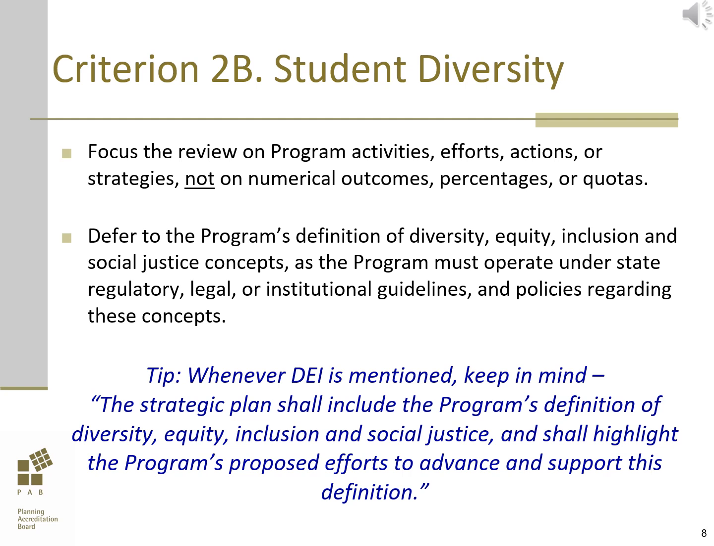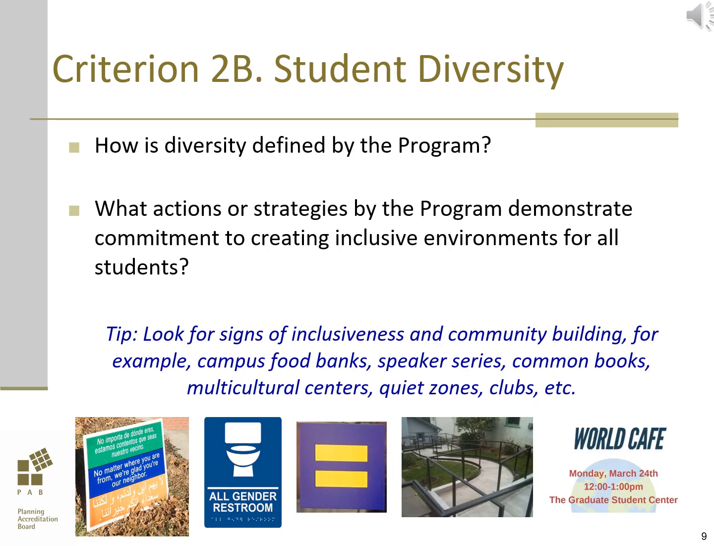Tip: whenever DEI is mentioned, keep in mind the strategic plan shall include the program's definition of diversity, equity, inclusion, and social justice, and shall highlight the program's proposed efforts to advance and support this definition. Questions to consider when reviewing the program's DEI efforts could be: how are diversity, equity, inclusion, and social justice defined by the program? What actions or strategies by the program demonstrate commitment to creating inclusive environments for all students?